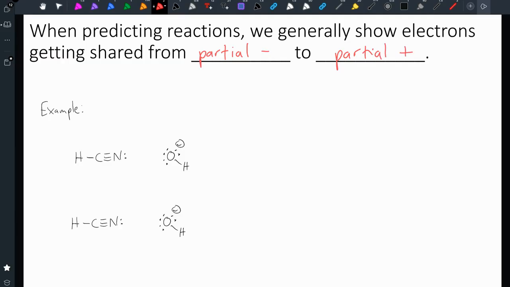Why do we do that? Well, remember, arrows are showing how electrons get shared. If something has a negative charge, that is going to be the site that we're going to share from. That's where the extra electrons are. And it's going to be attracted to things that are partially positive.